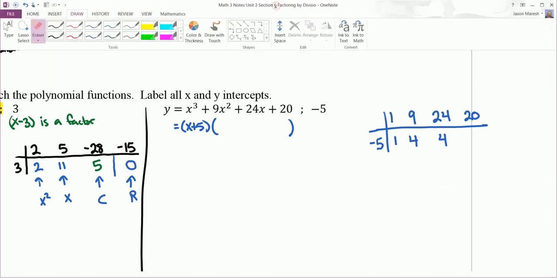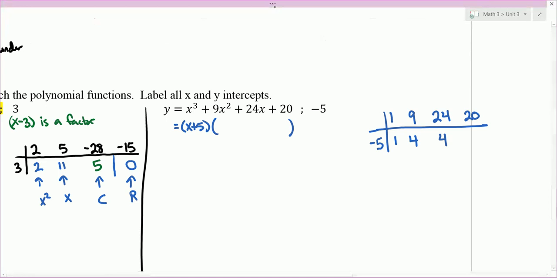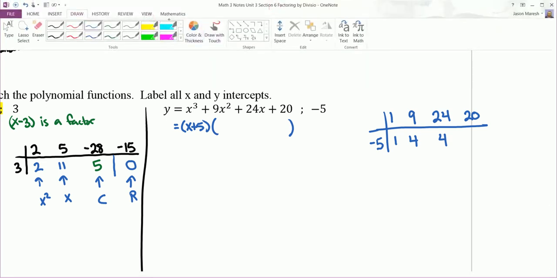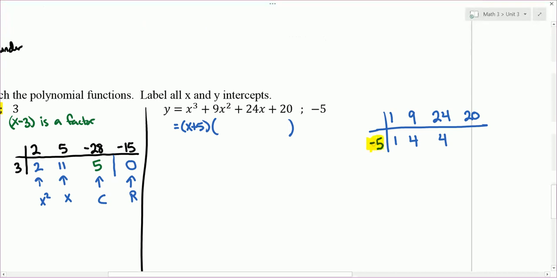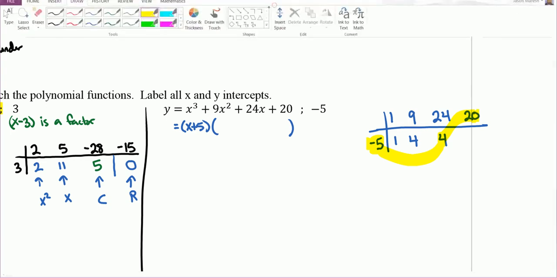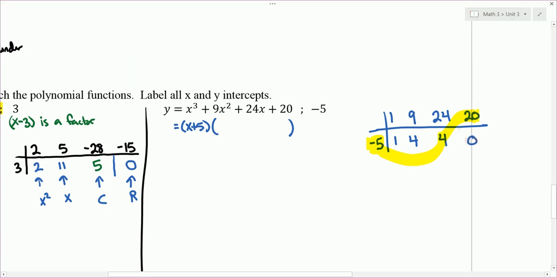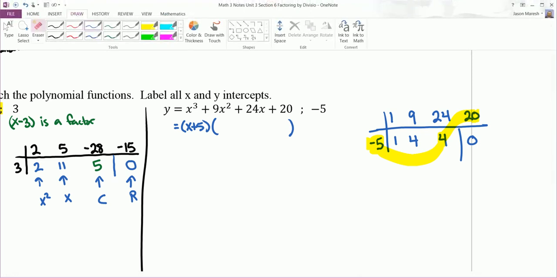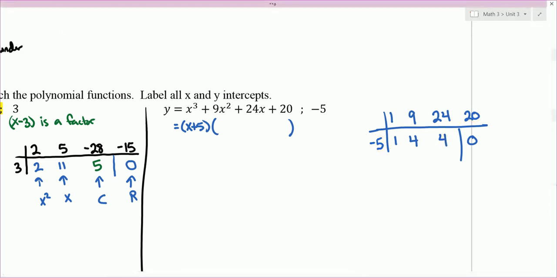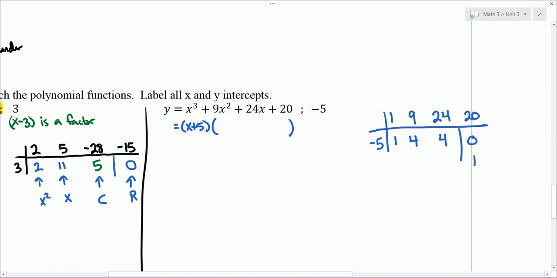And then we're hoping that we get 0 for our last number, because the last number represents the remainder, and if you're dividing by a factor, your remainder should be 0. So negative 5 times 4 is negative 20, plus 20 is going to give us that 0. So now everything is in place. 0 is our remainder. 4 is the constant. This 4 is the x value, and this 1 goes with the x squared. So this is 1x squared plus 4x plus 4.